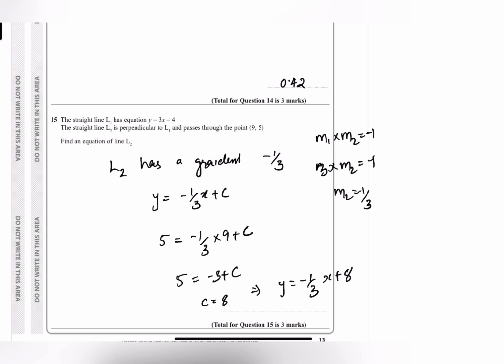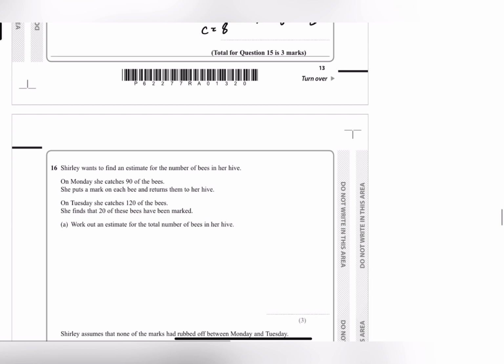Now let's move on to the next problem, which is: Shirley wants to find an estimate for the number of bees in her hive. On Monday, she catches 90 of the bees. She puts a mark on each bee and returns them to her hive. On Tuesday, she catches 120 of the bees. She finds that 20 of the bees have been marked. Work out an estimate for the total number of bees in her hive.